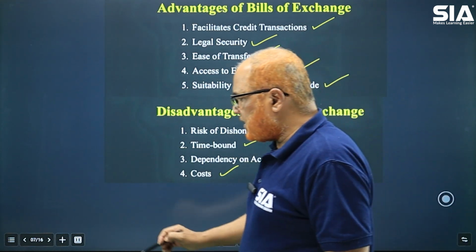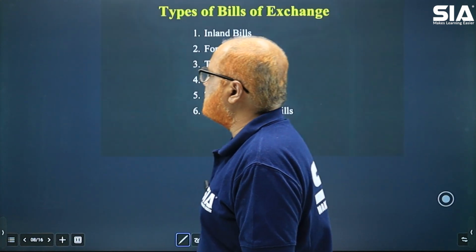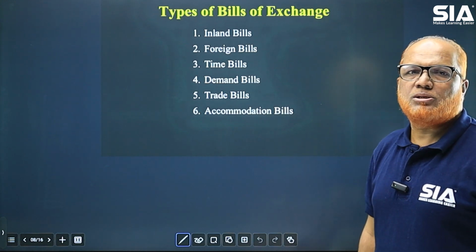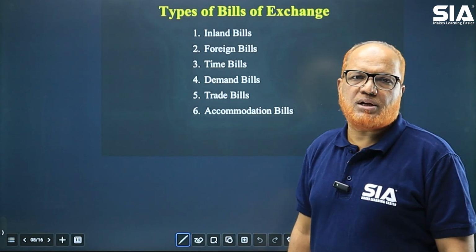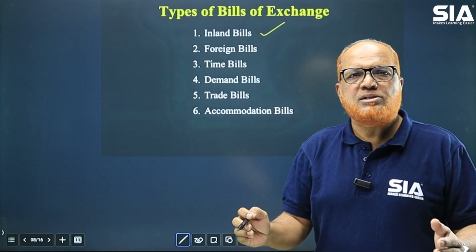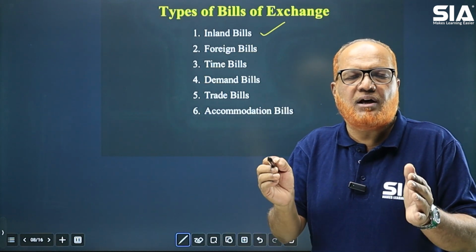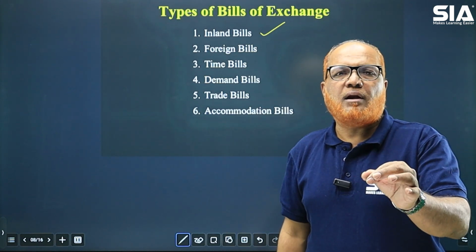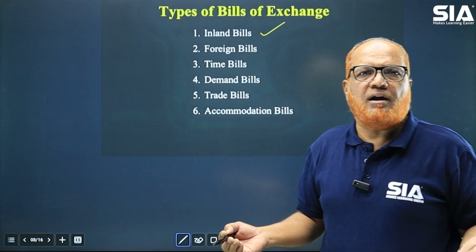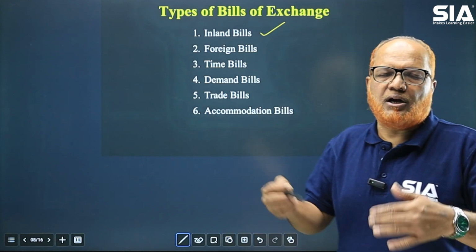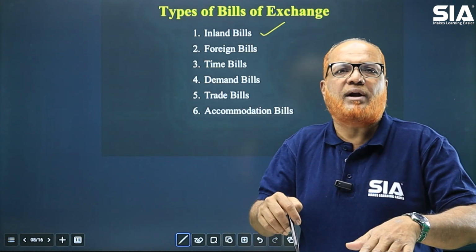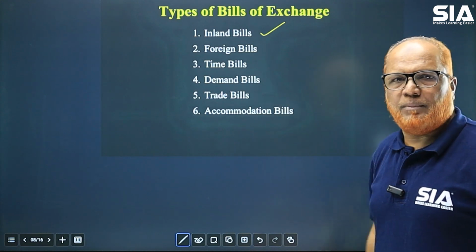So I have explained you advantages and disadvantages. Now I am going to explain you about the types of bills of exchange. Many types of bills of exchange are there. The first type is inland bills. Inland bills means within the same geographical country. If the drawer and drawee both belong to the same country, for example, in India, the drawer is in India, the drawee is in India, it is called inland bill.